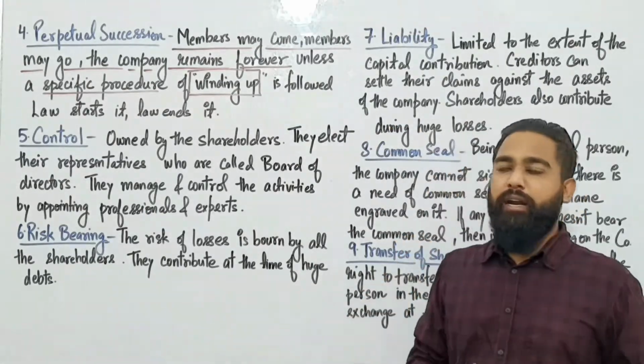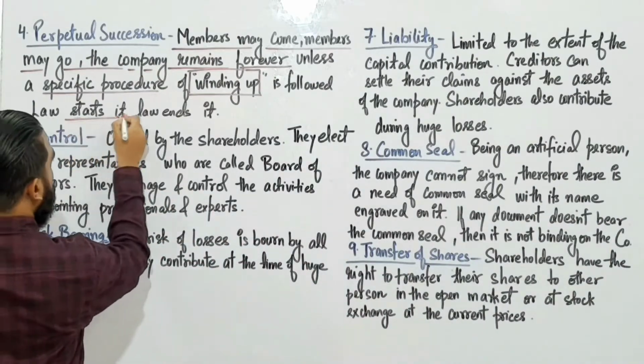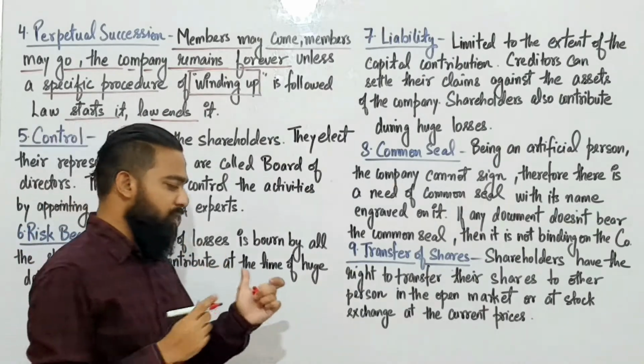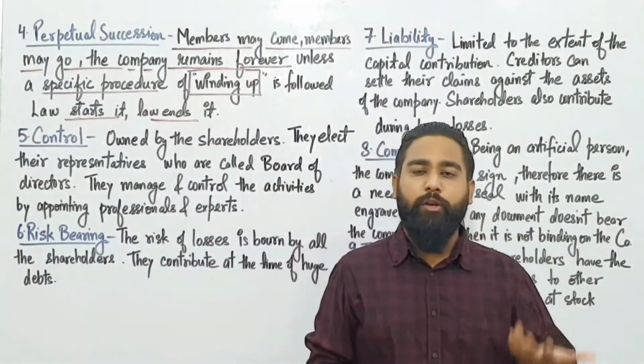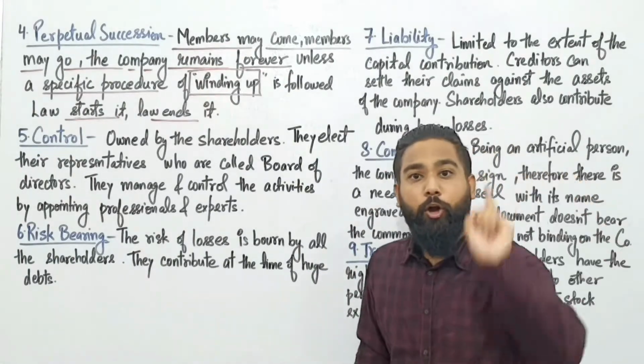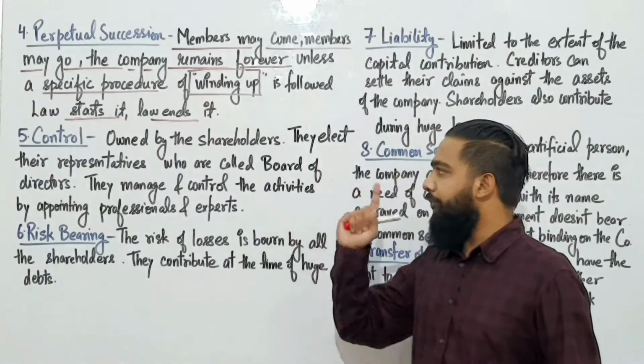Only law can start it and only law can end it. Fine. Law can start it and law ends it. So this is perpetual succession: members may come, members may go, but the company will remain forever. It is the law who starts it and it will be the law who will end it.